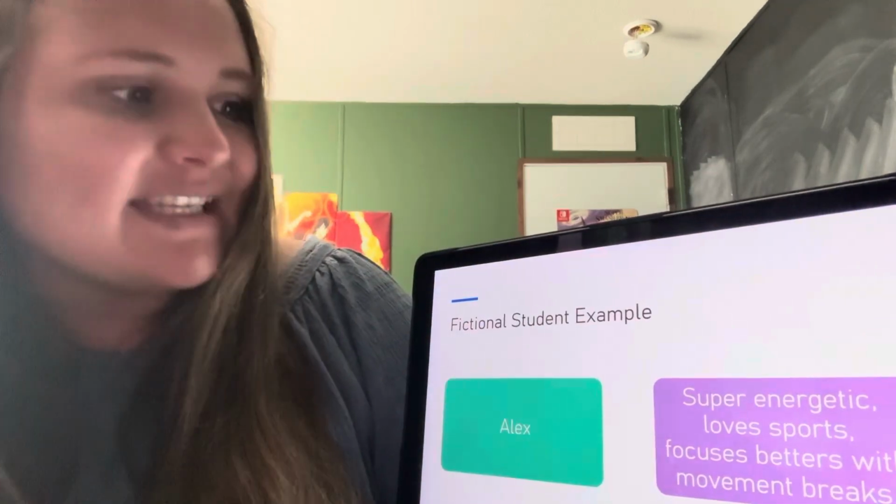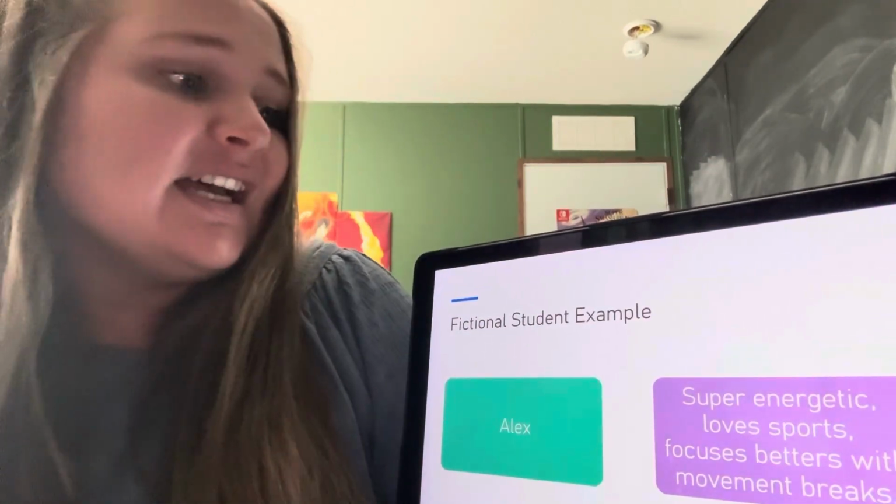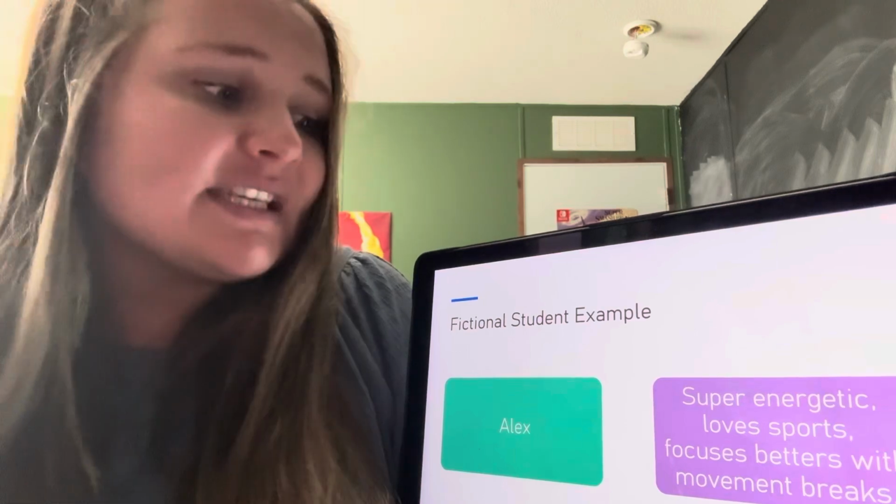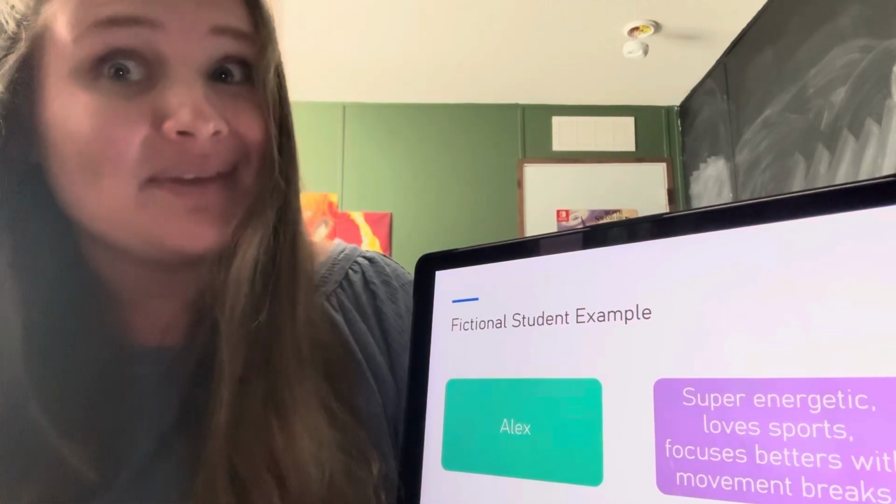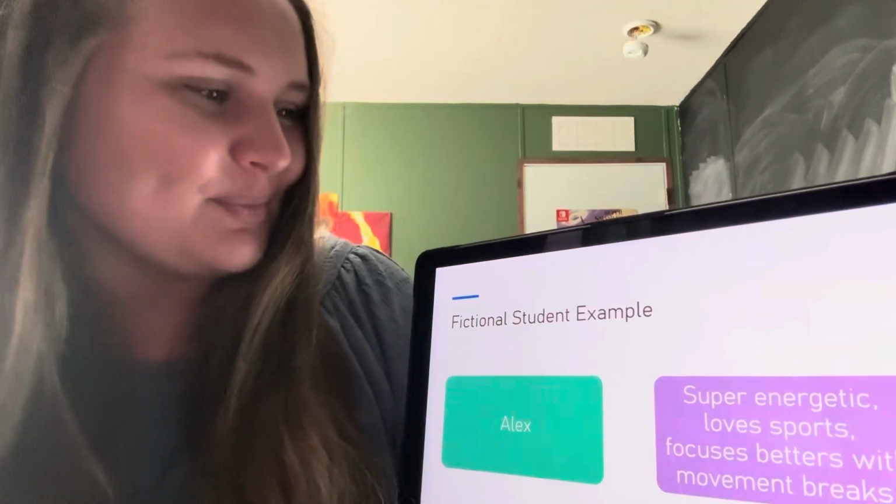Fictional student example is Alex. Super energetic, loves sports, but focuses better with a lot of movement breaks. And that was me. Or that's what I did in school.